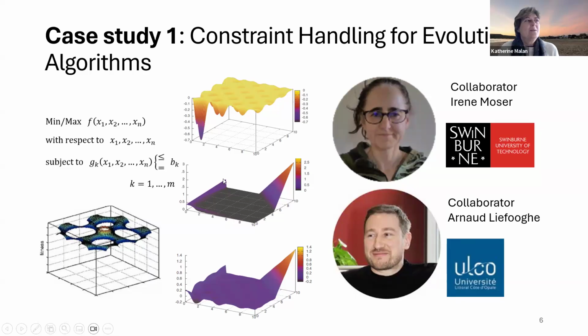So what we're talking about when we're dealing with constraint handling is we can think of it as minimizing or maximizing something subject to some constraints. So we can think about it as a landscape with holes in it. So you've got all these solutions and you're trying to find maybe the one that maximizes some objective or minimizes some objective, but there are a whole lot of solutions that are infeasible. So you can't use those.